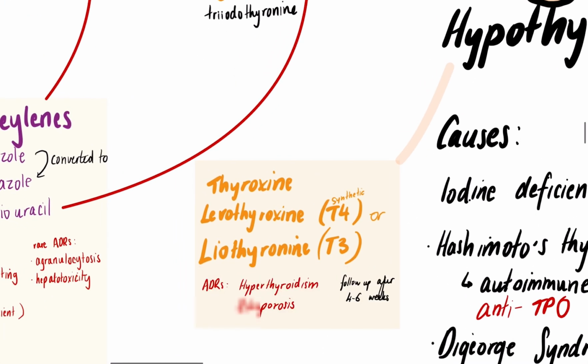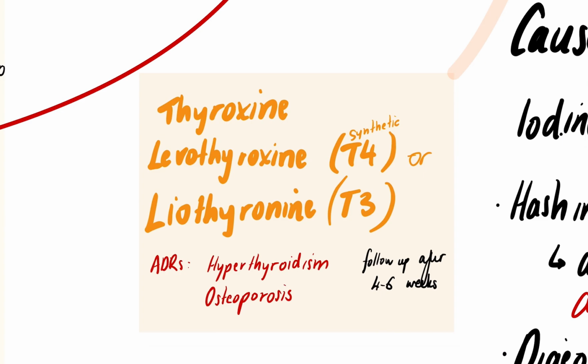And then the treatment for hypothyroidism is quite straightforward. It involves the administration of exogenous thyroid hormones. So you can give them thyroxine, which is the natural version of T4, or you can give them levothyroxine or liothyronine, which is synthetic T3 and T4. And the adverse drug reactions of this is obviously if you give too much, you can give them hyperthyroidism, and also it can lead to osteoporosis due to the increased breakdown and remodeling of bone.